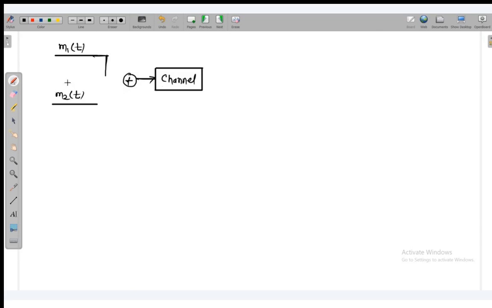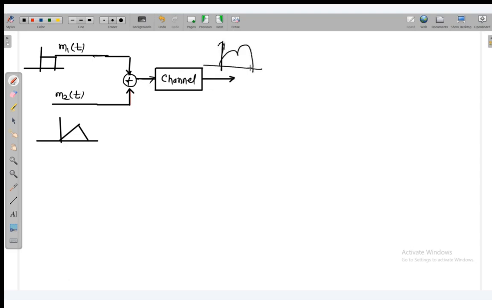So what we have to do is add our signals, because this channel is not allowing two different signals. We combine our messages and then transmit, because only one signal can be transmitted through the channel at a time. So we perform the addition of the signals. Suppose this is your rectangular signal and this is our triangular signal. These two signals are mixed and generate some random signal like this.